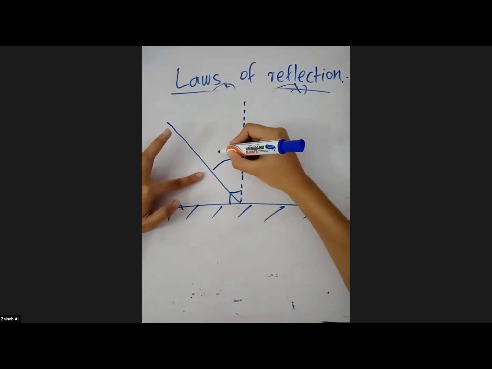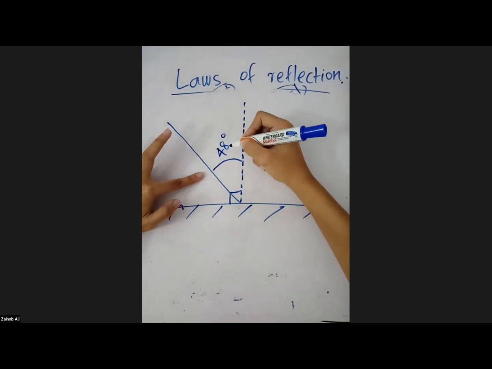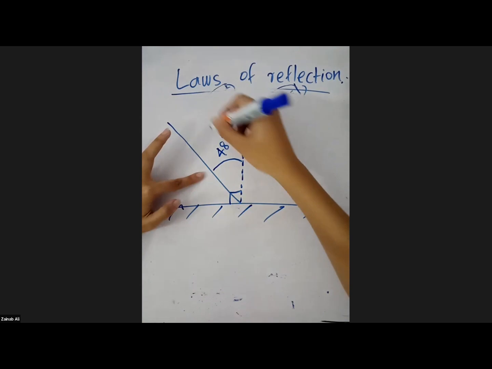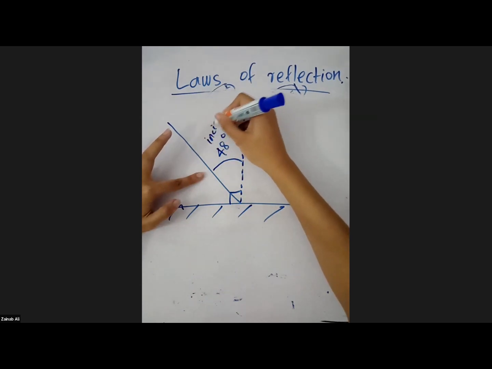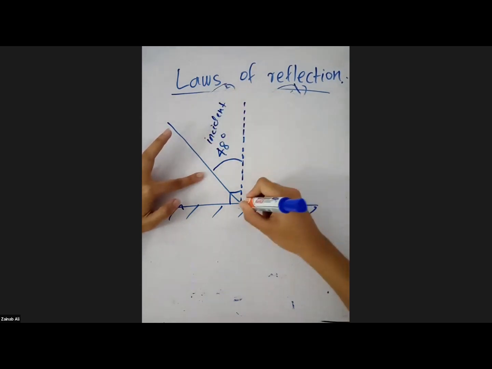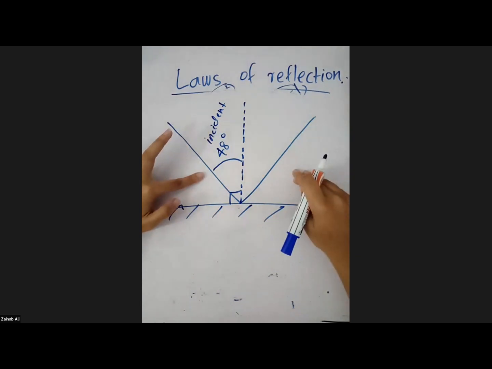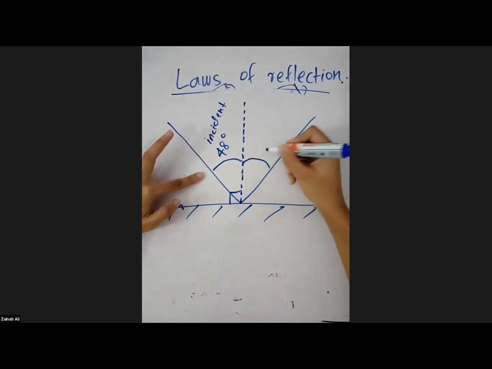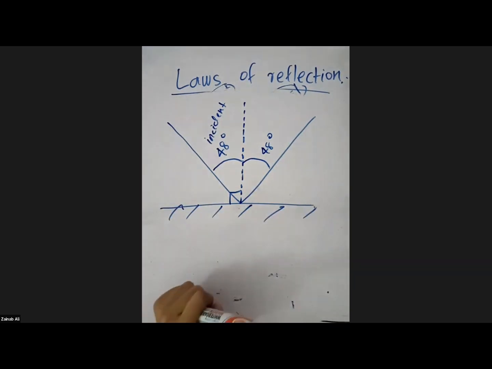Now this angle, I am telling you that it is 48 degrees. The angle is 48. Now tell me, this is the incident angle, no? Now tell me what would be the reflected angle. What should be the reflected angle? Yes, that's correct. The reflected angle also should be 48 degrees according to the second law of reflection. Okay, now let's try to do some questions.